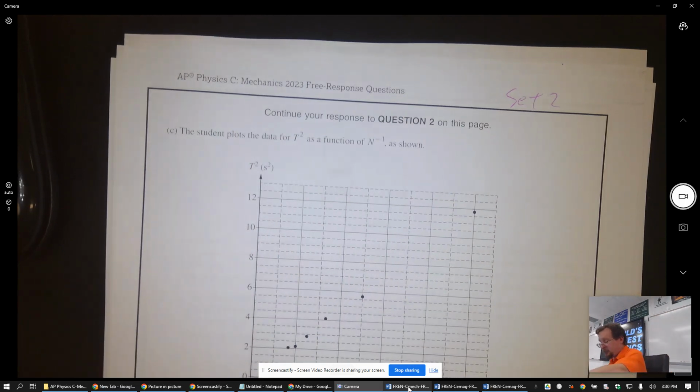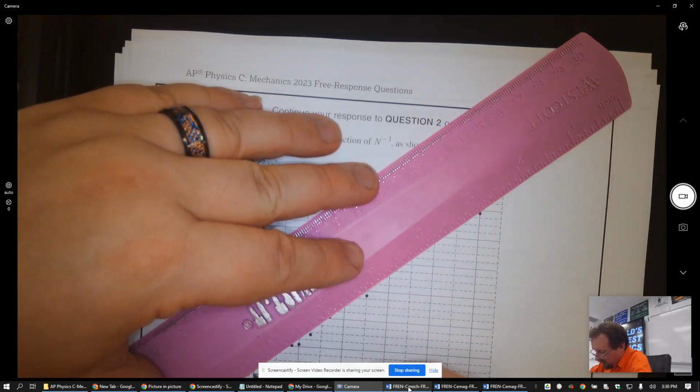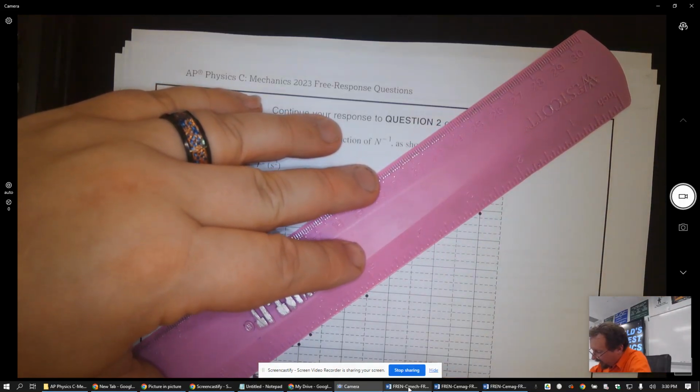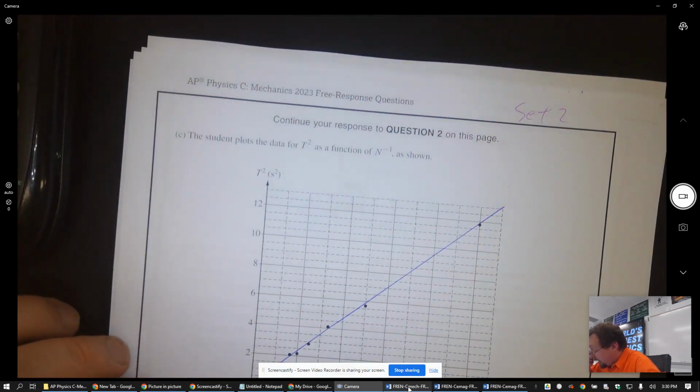All right, where's the pink ruler? All right, the fearless pink ruler. I'm not even reading the rest of this. Are you forcing it to go through the origin? Yeah, I am. You got a problem with that? You can go stuff it.